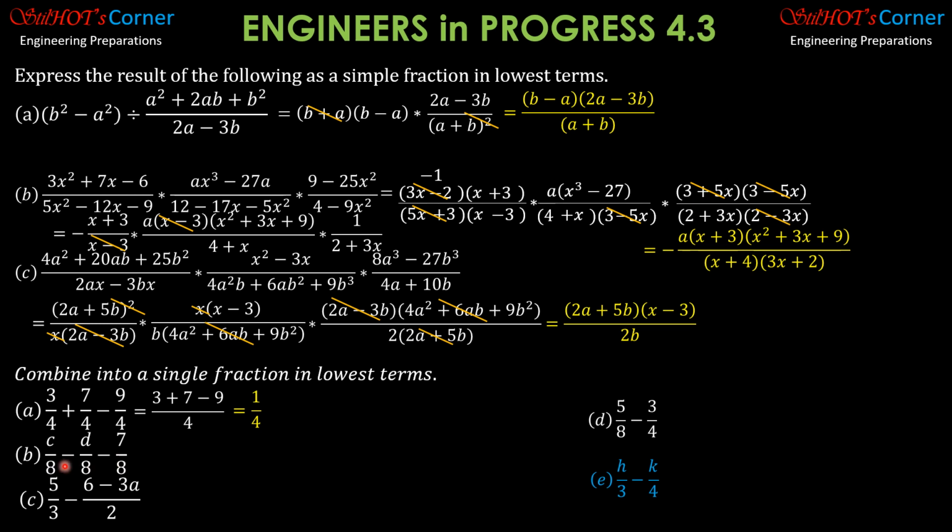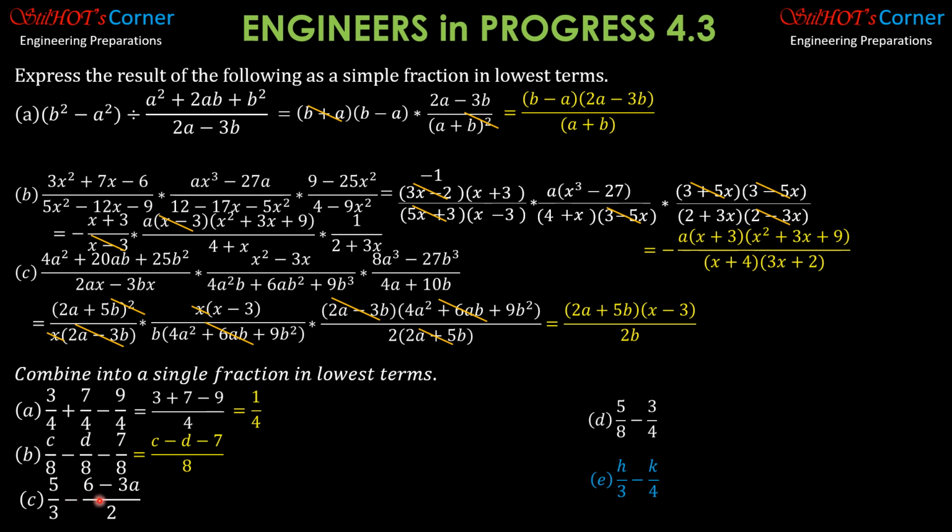For part B, the LCD is 8, or the common denominator is 8. So therefore, this is just (c minus d minus 7) all over 8.